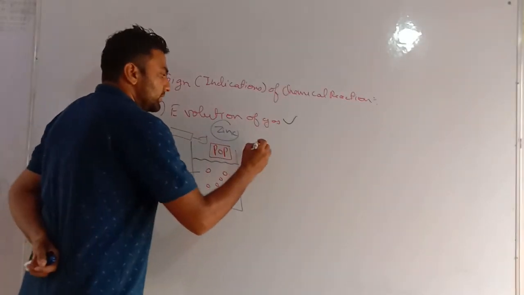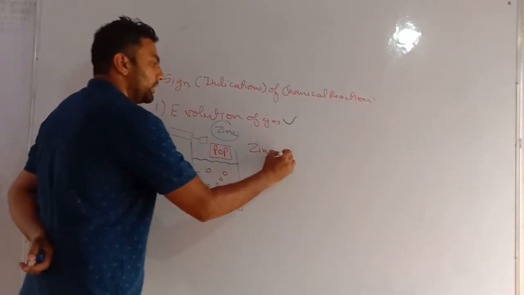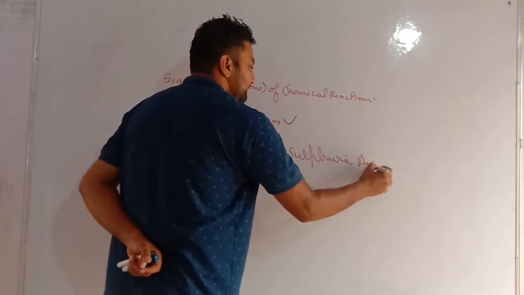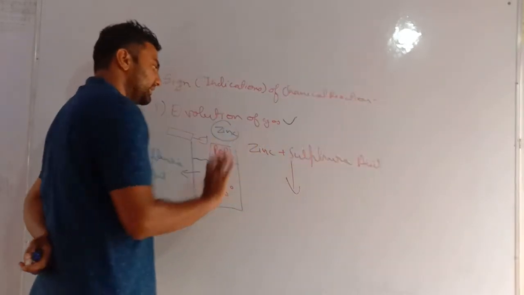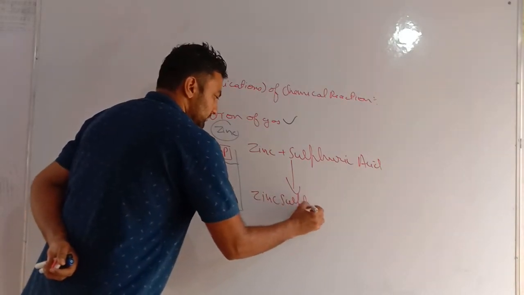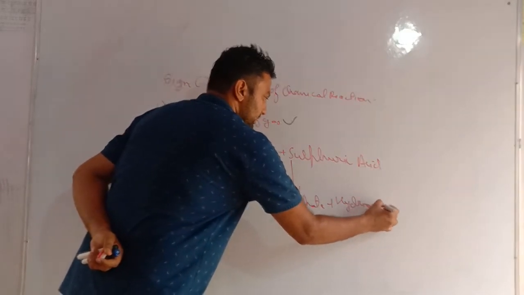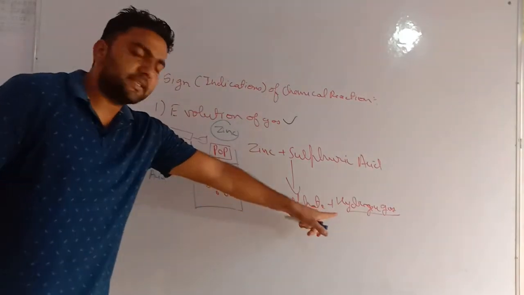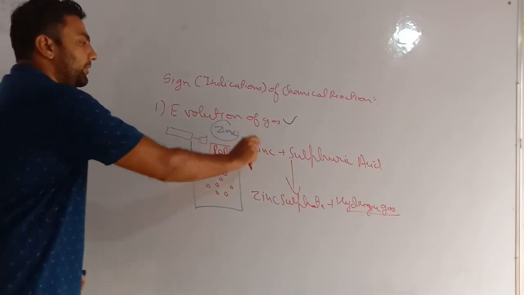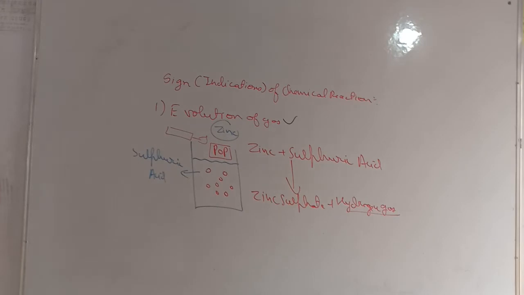See, my dear students, what has been taking place is that this zinc reacts with sulfuric acid. After that, a chemical reaction has taken place, and the product I got is zinc sulfate plus hydrogen gas. Here, hydrogen gas is a product. So when I get to see these bubbles, then I get the hint that a chemical reaction has taken place. So evolution of gas is a hint or sign of chemical reaction taking place.